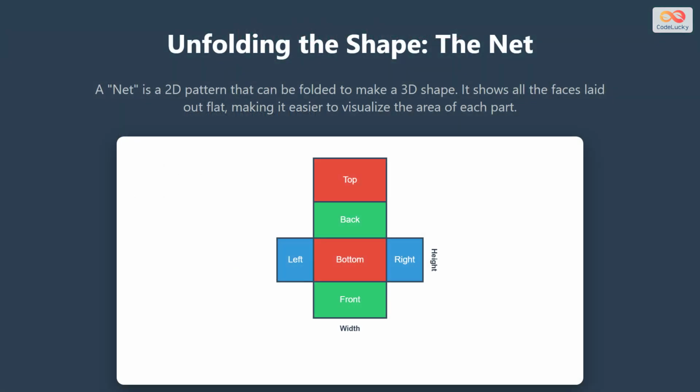To visualize this better, we can unfold the 3D shape into what we call a net. A net is a flat, two-dimensional pattern that shows all the faces laid out. This makes it much easier to see each individual rectangle, so we can calculate their areas separately before adding them together.